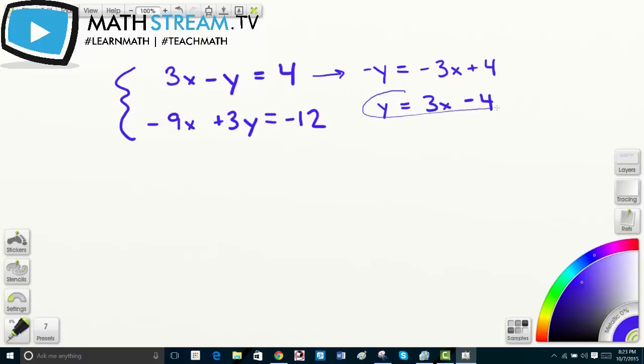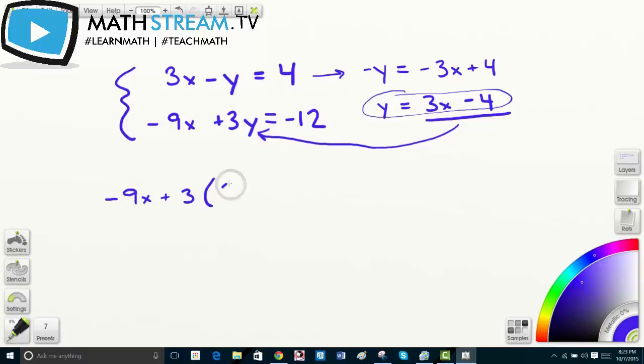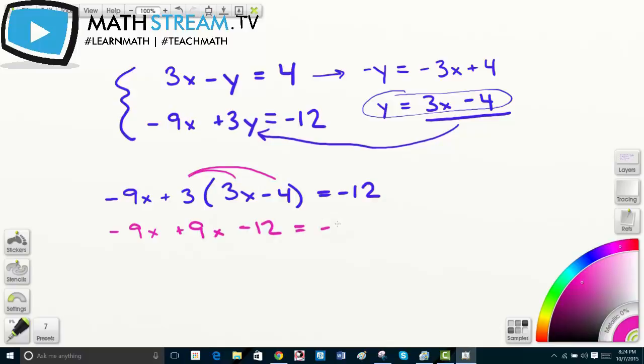So we have our substitution equation: y is the equivalent of 3x minus 4. Let's take that and plug it into the second equation. So we'll have negative 9x plus 3 times y, where we replace y with 3x minus 4, equals negative 12. Now our next step is just to simplify. We distribute that 3: negative 9x plus 9x, 3 times 3x, minus 12 equals negative 12.